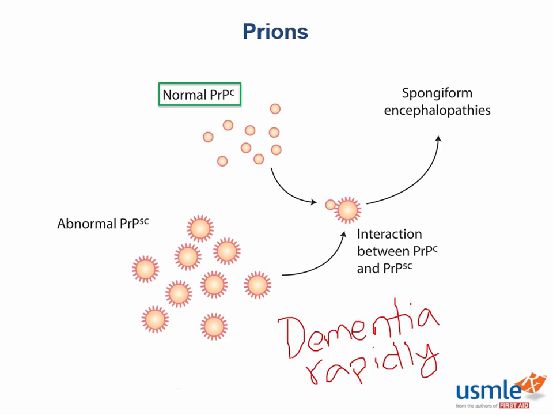In contrast, in Alzheimer's dementia, the dementia takes many years and years to progress. It's slow, insidious cognitive decline. On the other hand, in prion diseases, we see a rapid development of dementia that is going to be your key diagnostic feature of the prion diseases.